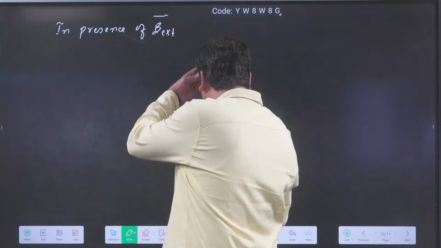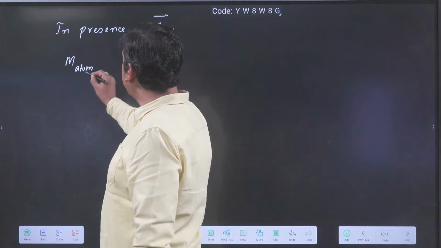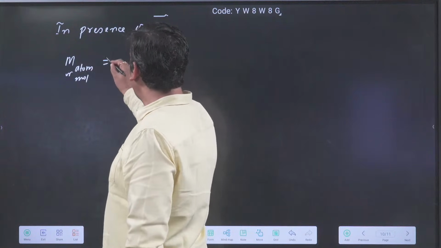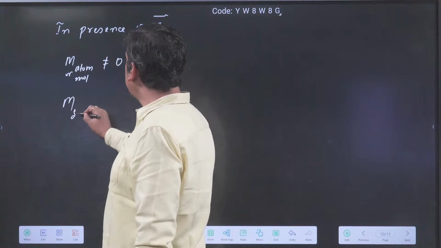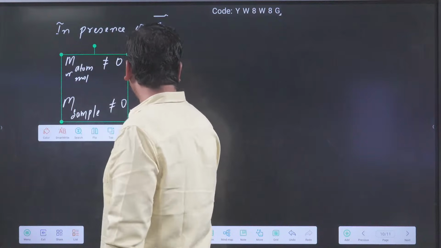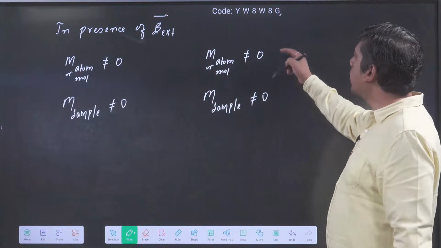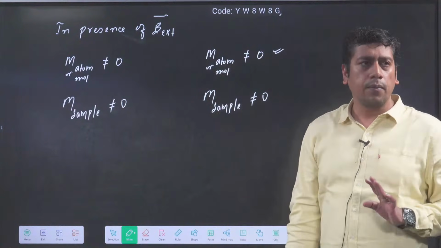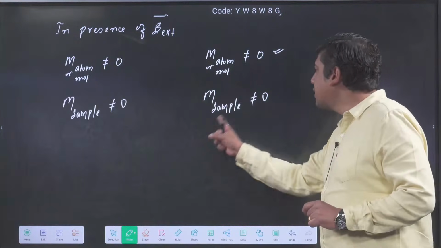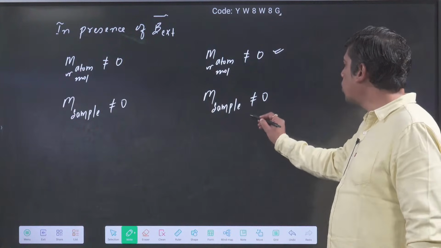In presence of external field, if I talk about the paramagnetic material, everything, paramagnetic, diamagnetic, whatever, M atom or molecule, it is non-zero. M sample, it is non-zero. Okay? Everything is non-zero. This was already non-zero, so it is still non-zero. But M sample was 0 due to thermal agitation, so why is it non-zero? Again, due to the alignment. Due to torque.